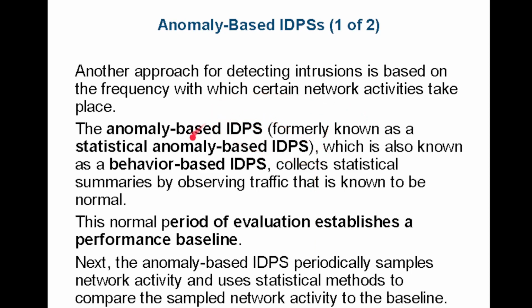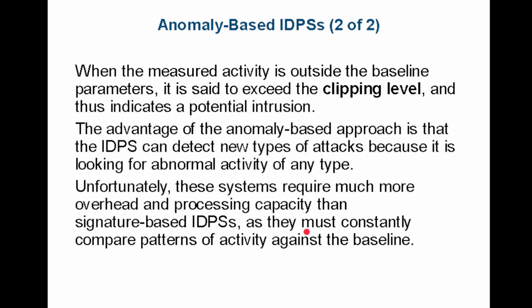Anomaly-based, something normally not happening, requires you to have some kind of baseline. If you're going to detect what's not normal anymore, you need to know what is normal. So you've got to regularly sample activity and determine what's a new normal. If anything's outside of the normal, they have that clipping level. A lot more processing because you're establishing your baseline. You don't want false positives or false negatives, so they require a lot more overhead.